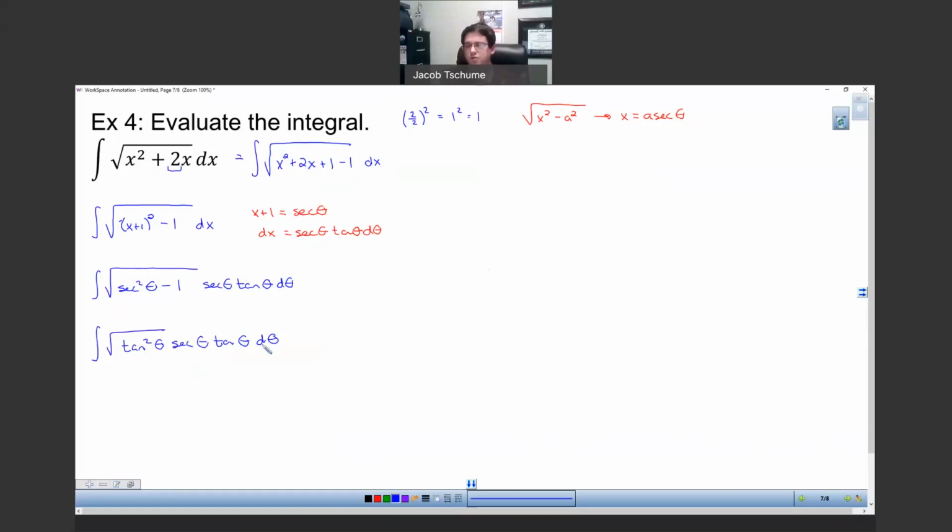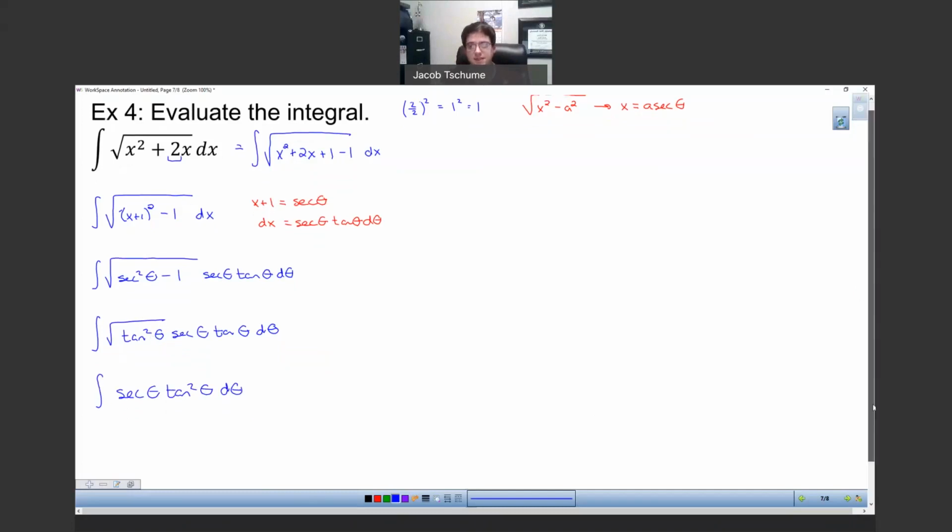Well, the square root of tangent squared here is going to actually end up being secant, and then you're going to end up writing that as secant times secant, which is tangent. All right. Oh, sorry. I said the wrong thing. The square root of tangent squared is tangent, and then tangent times tangent is tangent squared. Sorry, I was looking at the wrong thing. So you should get secant theta times tangent squared theta, d theta.